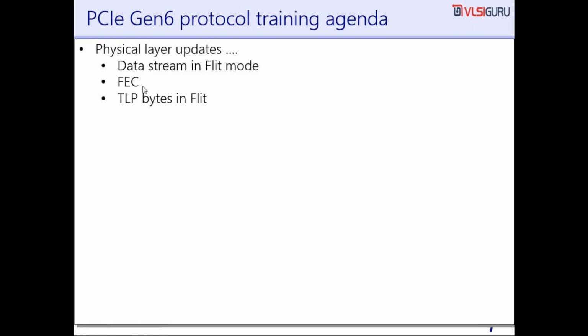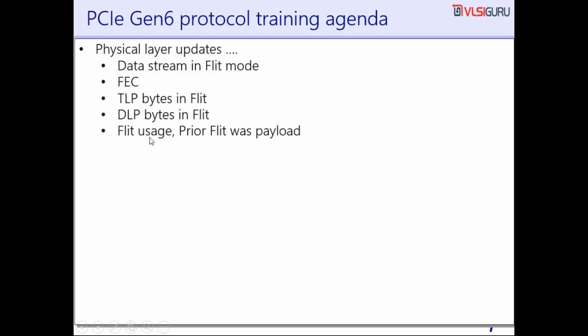6 bytes have been introduced into each flit for the correction of any errors. The whole data is divided into 3 blocks. For correcting each block, 2 bytes have been added, so totally 6 bytes have been added. How these 6 bytes help correct errors in the incoming flit will be understood as part of the FEC. Then we'll also understand the rules for TLP bytes in the flit, and we'll also talk about DLP bytes in the flit.